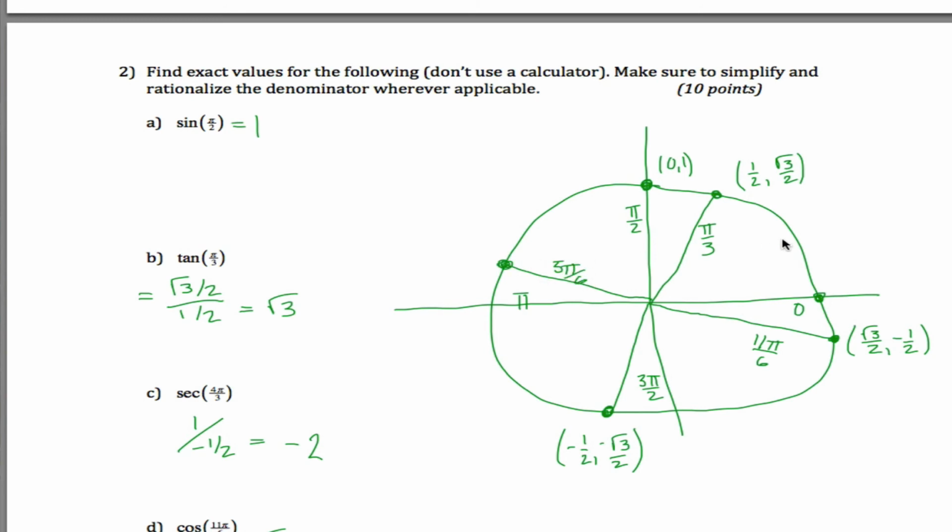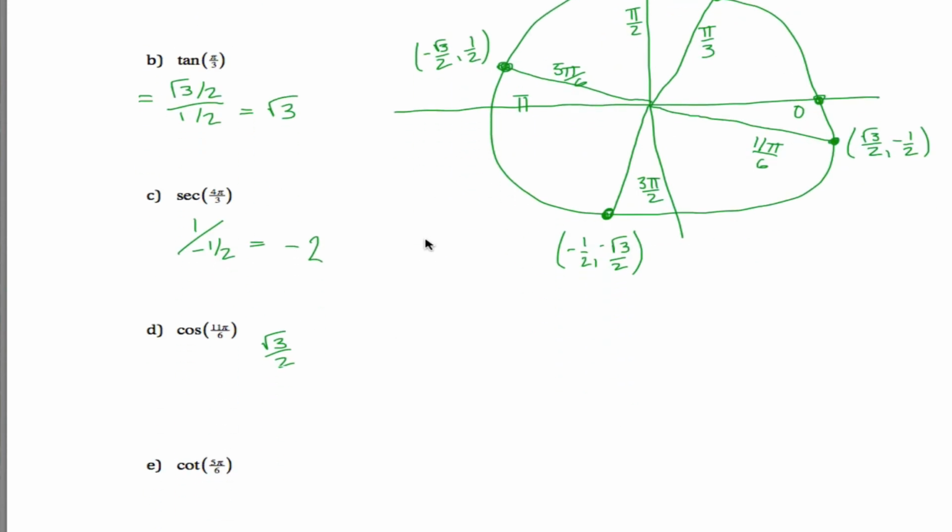And the coordinates here are much like the coordinates here, which are much like the coordinates here. I just have to be careful of the sign. My x coordinate is negative. It's negative square root of 3 over 2. And my y coordinate is positive, positive 1/2.